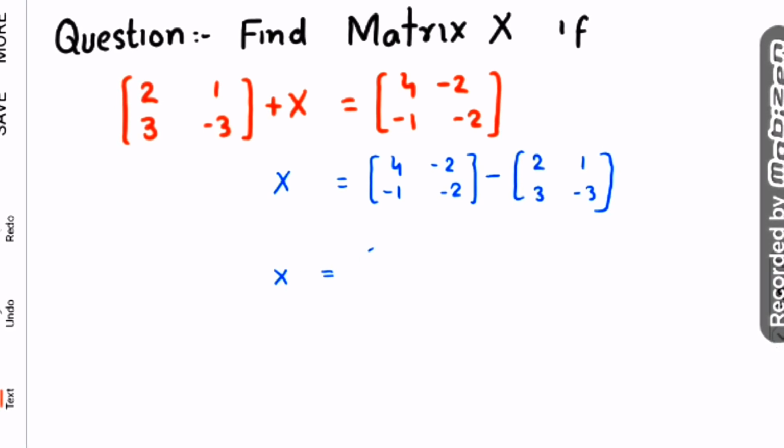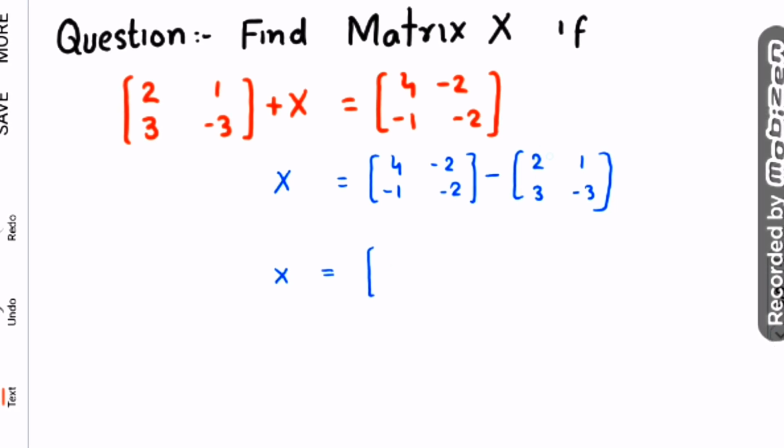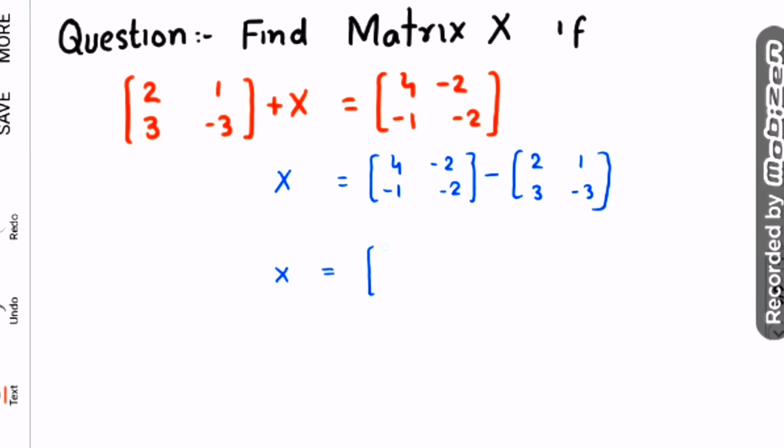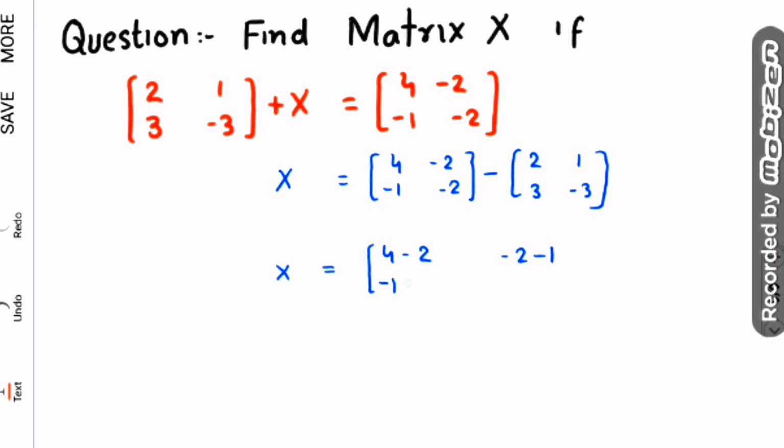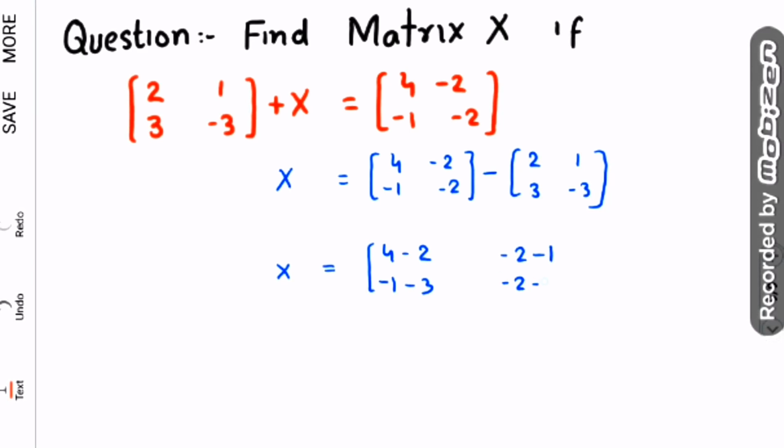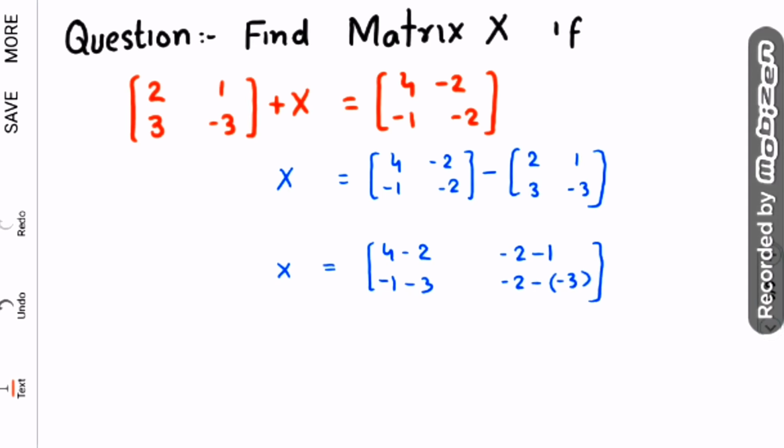Now for subtraction, the first element of the second matrix is subtracted from the first element of the first matrix. So we will get 4 minus 2, -2 minus 1, -1 minus 3, and -2 minus (-3).